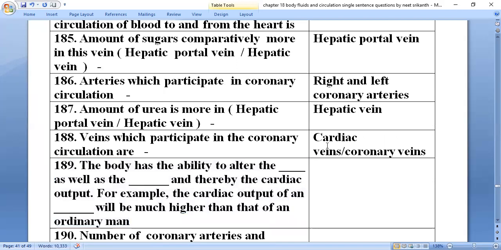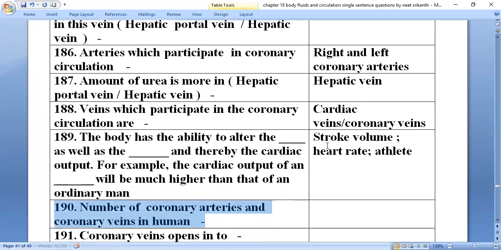Then the body has the ability to alter stroke volume, as well as the heart rate, and thereby the cardiac output. For example, the cardiac output of an athlete will be much higher than that of an ordinary man. Number of coronary arteries, coronary veins in human.